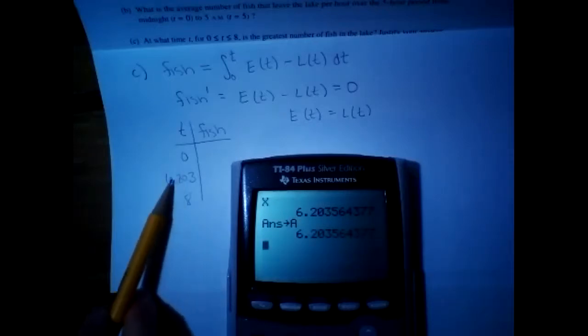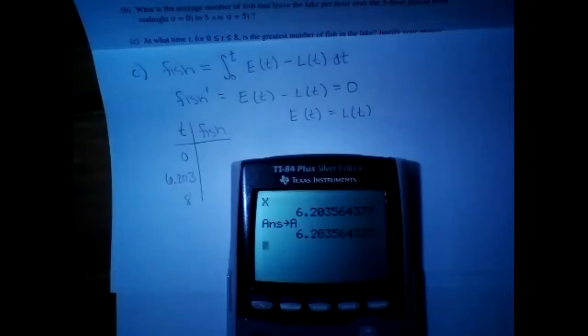Couldn't we just use X for this? Yeah, in this case, that would work because there's only one critical point, but say there was more than one, you'd have to store one of them as A and one of them as B, so just get in the habit of storing it. It'll work every time, right? X enter brings it back, store alpha A enter.